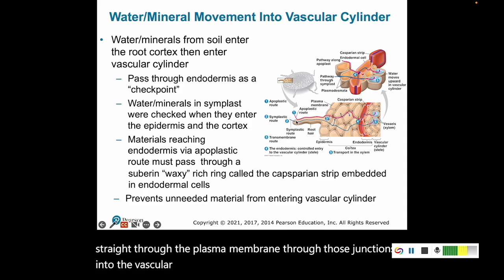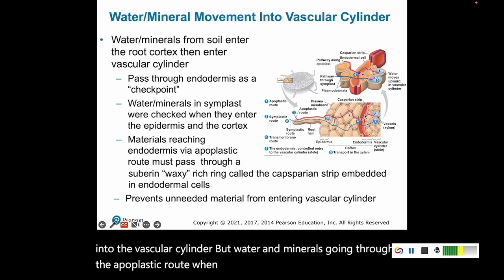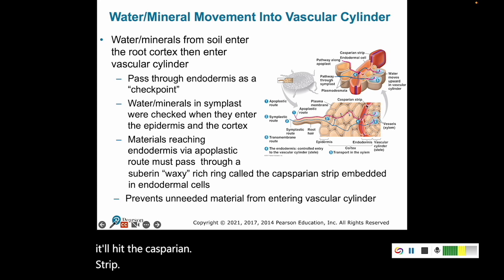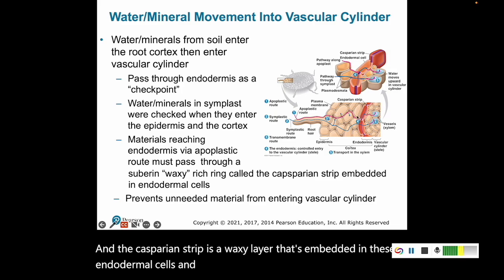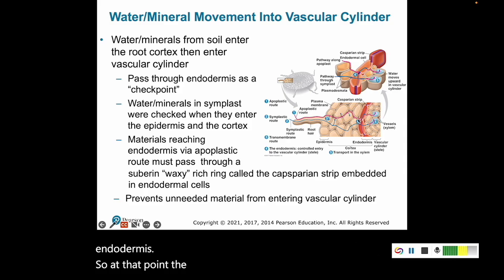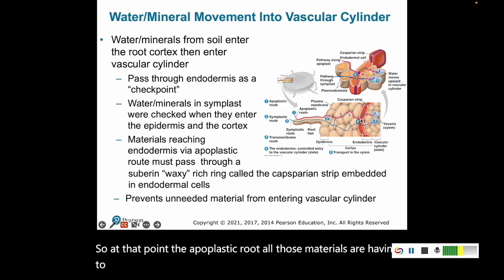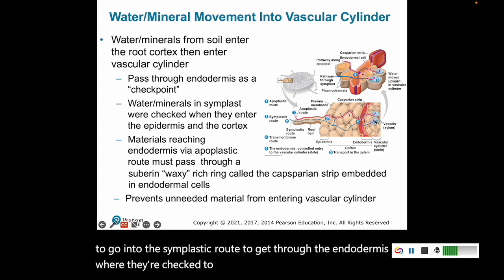But water and minerals going through the apoplastic route, when they get to the endodermis, will hit the Casparian strip. The Casparian strip is a waxy layer that's embedded in these endodermal cells and stops the apoplastic route from going through the endodermis. So at that point, all those materials have to go into the symplastic route to get through the endodermis, where they're checked to make sure that they are appropriate to come into the endodermis and then into the vascular cylinder.